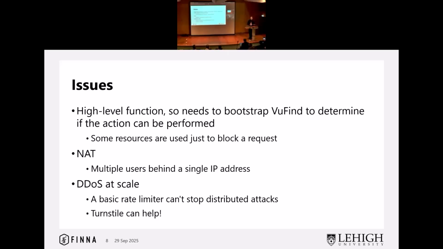The NAT problem, multiple users behind a single IP address, is a real issue. And then DDoS, distributed denial of service attacks. When the requests come from all over the world, from different IP addresses, we have no way of knowing if they belong together, if they are caused by a single actor that's trying to cause trouble for us. But here is where Turnstile can help.